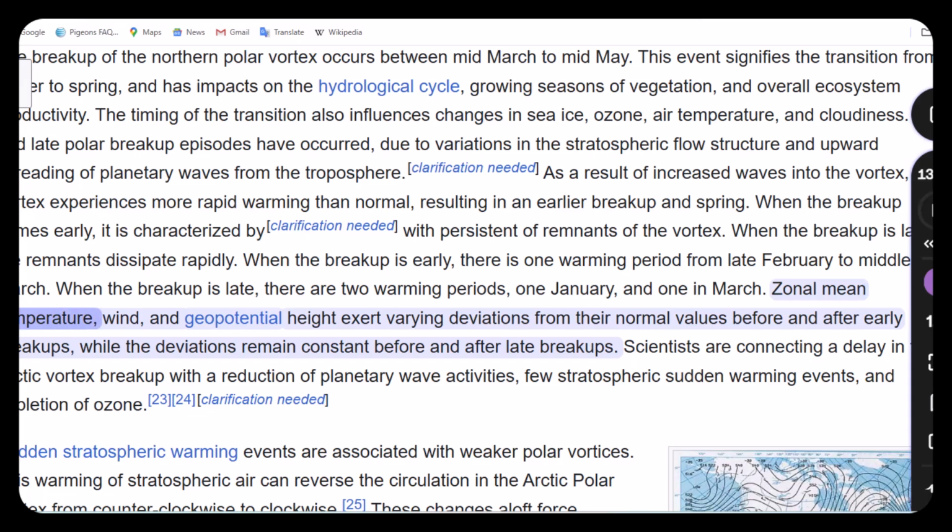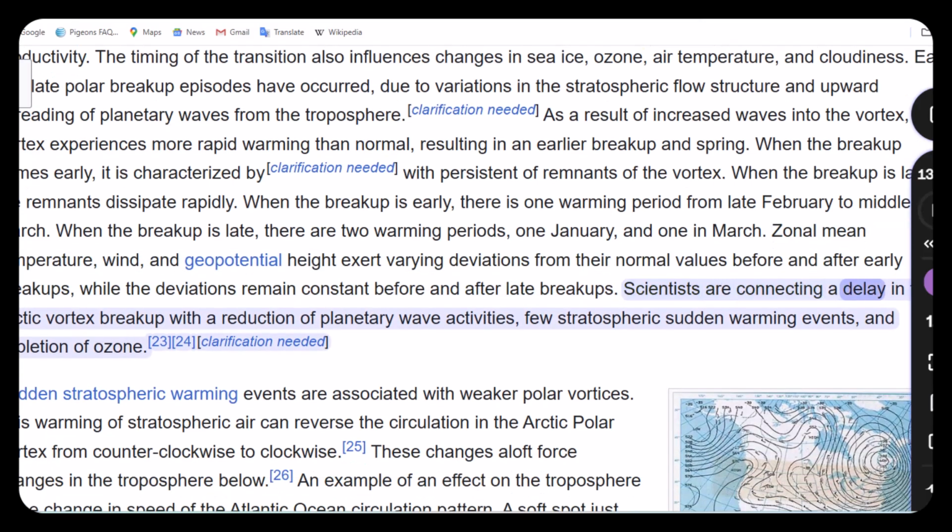Zonal mean temperature, wind, and geopotential height exert varying deviations from their normal values before and after early breakups, while the deviations remain constant before and after late breakups. Scientists are connecting a delay in the Arctic vortex breakup with a reduction of planetary wave activities, few stratospheric sudden warming events, and depletion of ozone.